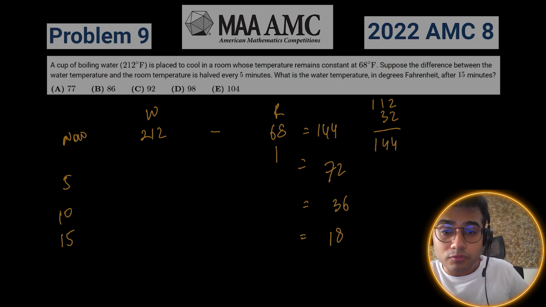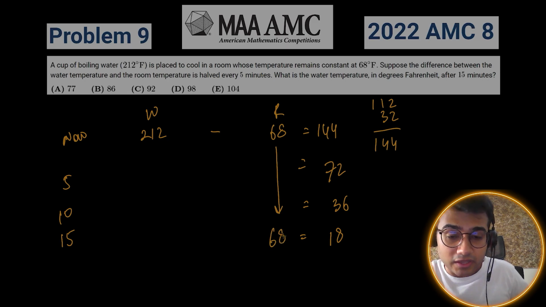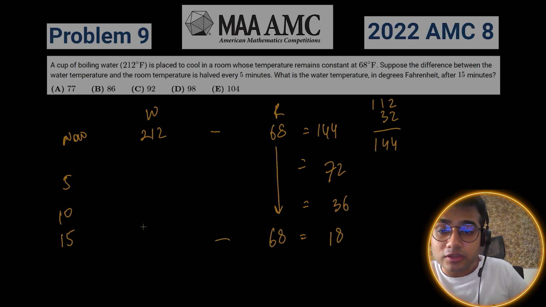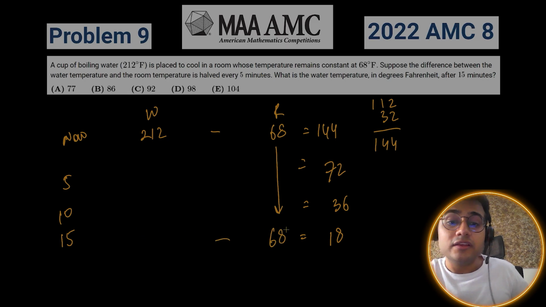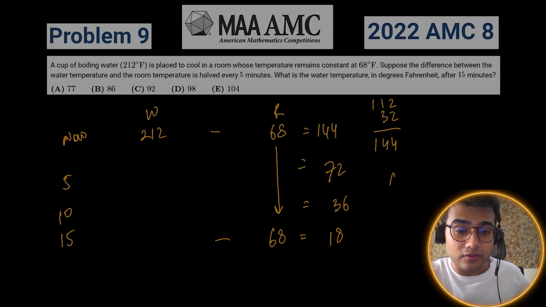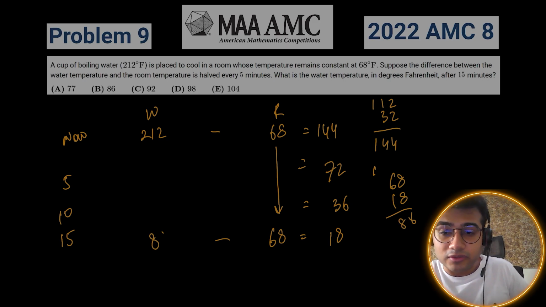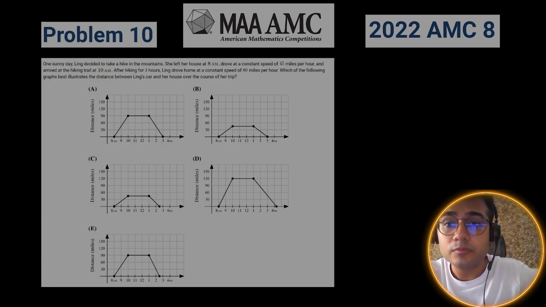Since the room temperature stays constant, it's still 68. And then what is the temperature of the water? It's 18 more than 68. So 68 plus 18 is going to be 86. So that's the temperature of the water. The answer is B.